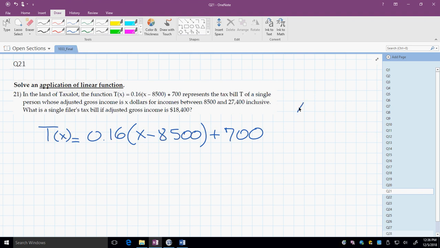X is going to be the income, and it has to be between 8,500 and 25,400. What is the single filer tax bill if the adjusted gross income is 18,400? The number is in between those two, so we are good. What we need to do is substitute our X, which is the income, to find the tax.